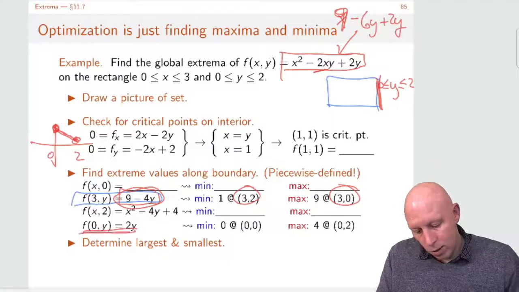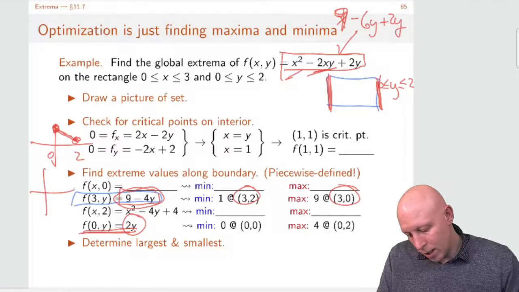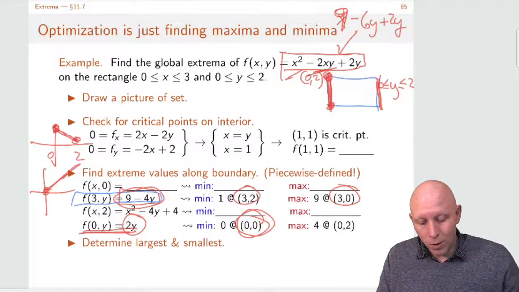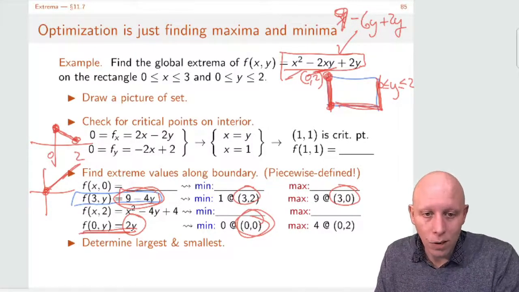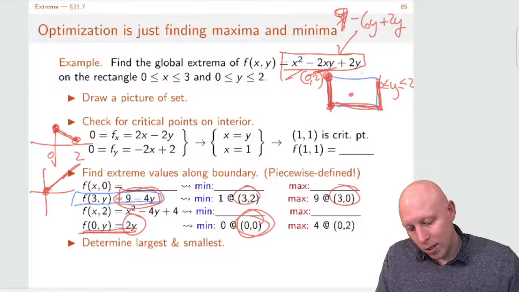What about (0, y)? On this edge, if we plug in x equals 0, we get 2y. That's a line that is increasing, so the minimum occurs at the initial point, here at (0, 0), and the function then increases up to here, (0, 2). So we're just chugging along. We've now looked at 3 different sides of this region, and we've checked out the interior. What's left is to look at this last side.